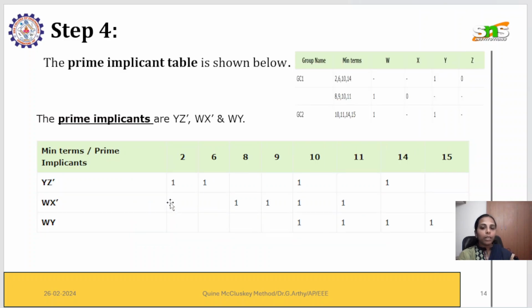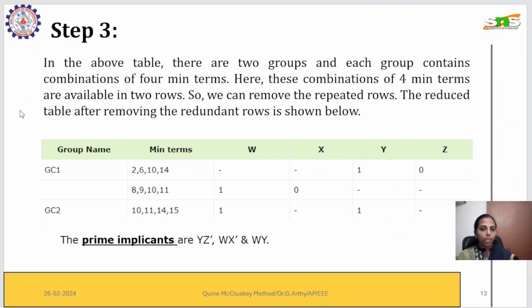So see, the prime implicants, here we have expanded it, right? These are the minterms which are given in the question: 2, 6, 8, 9. When we consider the prime implicant, if you see here, this is the prime implicant related to y and z dash, right? So the prime implicants here are y, z dash.